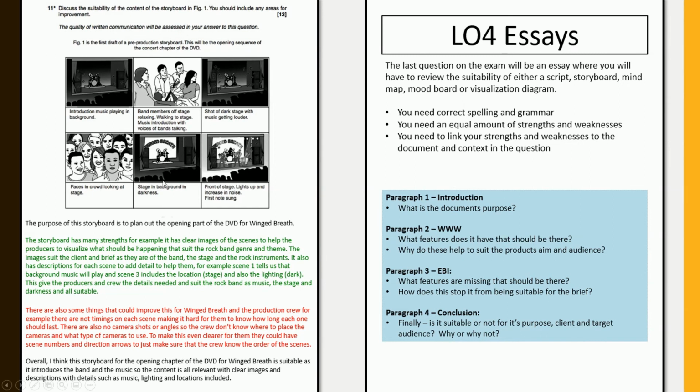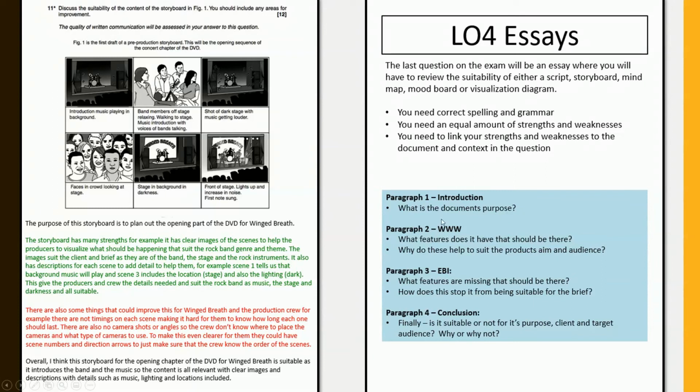Now, the structure for this answer I've written here, I've got here on the right side. So LO4, that last question on the examination will be an essay question where you will have to review the suitability of either a script, storyboard, mind map, mood board, visualization diagram. You need to have correct spelling, and I must stress this, correct spelling, grammar. You need an equal amount of strengths and weaknesses. You need to link your strengths and weaknesses to the document and context in the question. Now, to help you out even further, paragraph 1 is an introduction. What is the document's purpose?